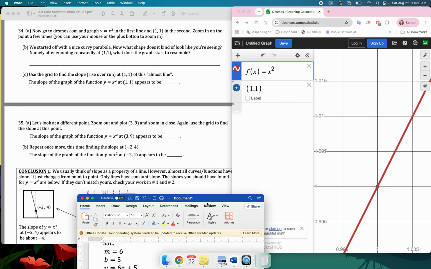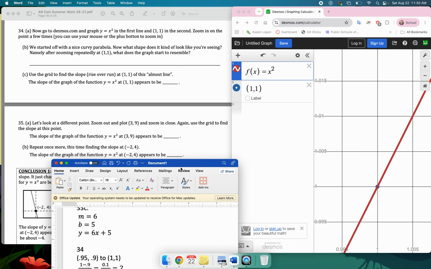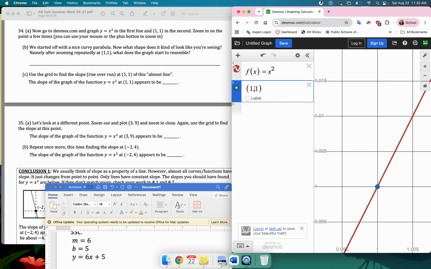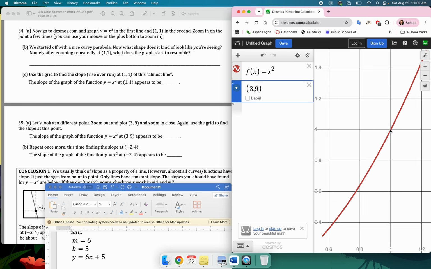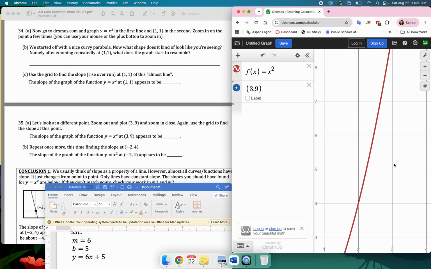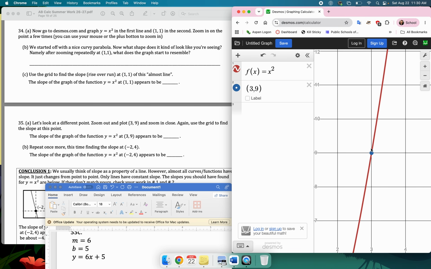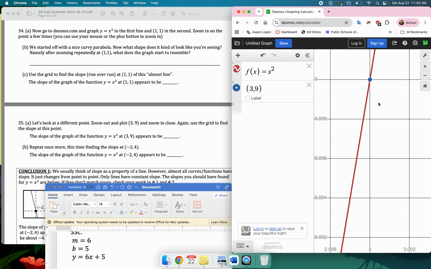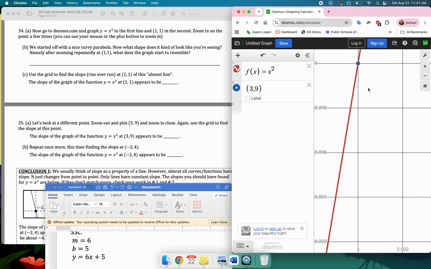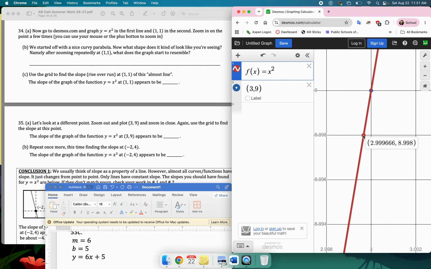We're doing the same thing at 3 comma 9, and we're trying to figure out what is the slope at 3 comma 9. So let me just change this to 3 comma 9. I'm going to zoom out so I can actually find that point. It's up here. And it already almost looks like a line. If I zoom in further, it looks exactly like a line, right? I mean, it's super flat. So what is the slope of this line, approximately? I can just click on a point and write down the values.